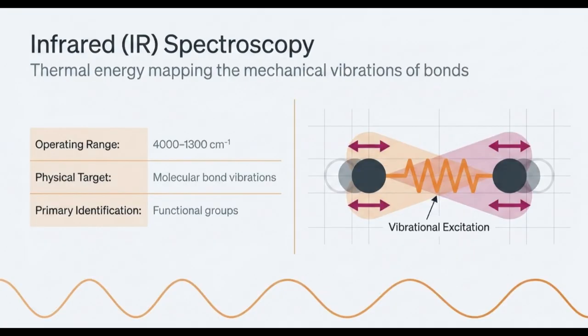Infrared spectroscopy, or IR, uses lower-energy thermal radiation to map the mechanical vibrations of chemical bonds. When infrared light of the correct frequency hits a molecule, bonds will stretch, bend, rock, or twist. Each type of bond and each functional group absorbs at a characteristic wave number, typically reported in reciprocal centimeters. For example, a sharp peak around 1700 reciprocal centimeters tells you a carbonyl group is present, while a broad peak around 3300 indicates an alcohol O-H bond. IR spectroscopy is the go-to method for identifying functional groups in an unknown compound.